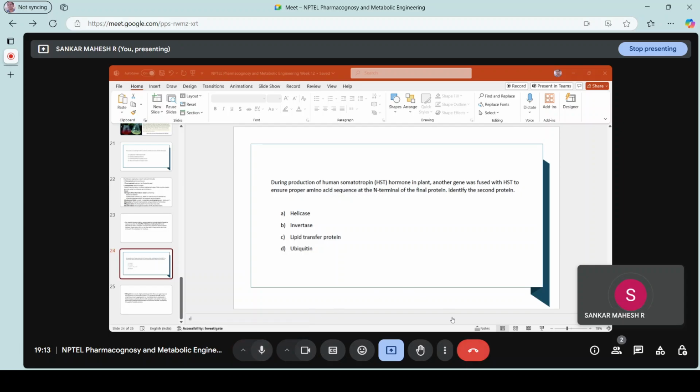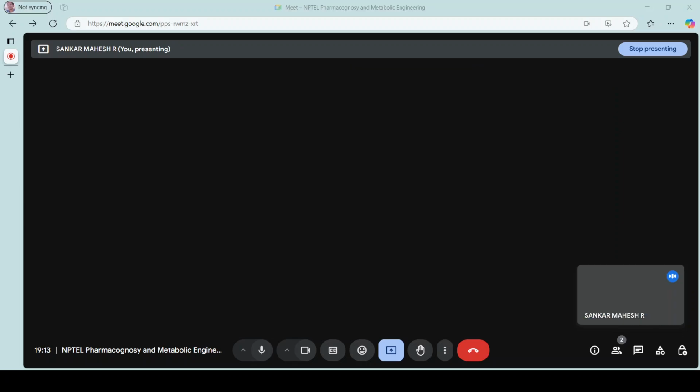Okay, so among the proteins given here, the protein that is easiest to express and expresses very well is ubiquitin. We shouldn't be aiming for function, and here it's given as helicase, invertase, lipid transfer protein, and others. What ubiquitin does is it is very soluble. This would improve the solubility of our protein because it is going to be fused with the target protein, which is human somatotropin.